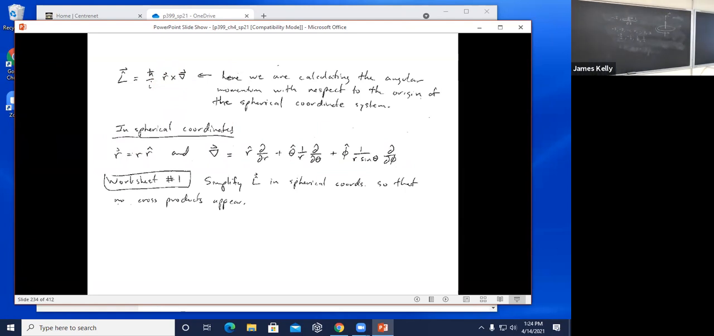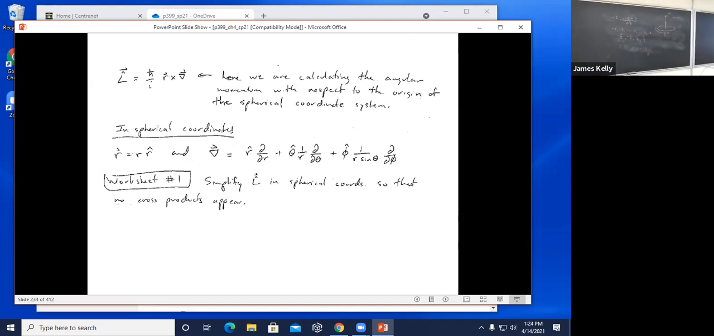And we're going to do that on another worksheet we're starting now. For Gracie and Alvis, this worksheet is posted under today's date on the website. So take a look for that. We're just doing problem 1.